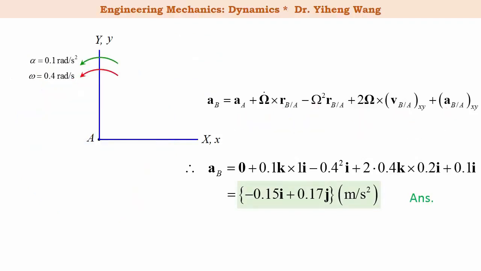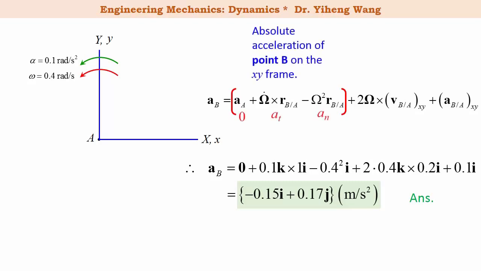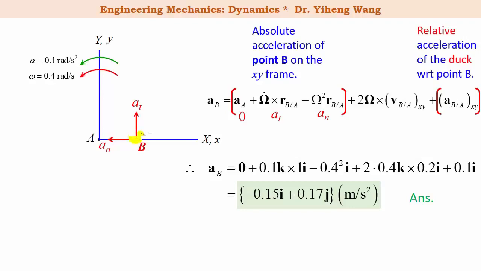So again, based on your previous knowledge of the relative motion analysis, you would recognize that this part right here is the absolute acceleration of point B that is on the rotating frame. And on top of that, the duck also has a relative acceleration with respect to this point.